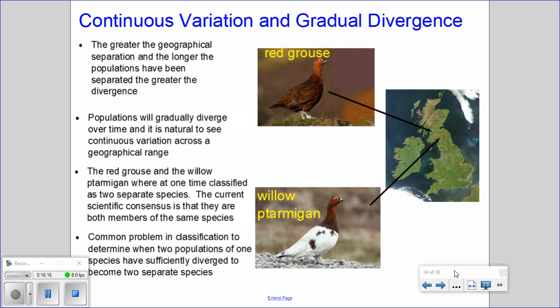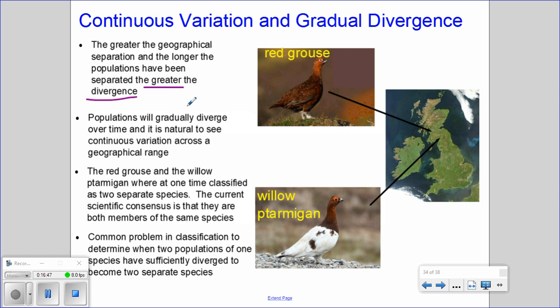Now, continuous variation can result in what is called gradual divergence. Basically, the greater the geographical separation and the longer the populations have been separated, the greater the divergence, or the greater the difference in characteristics that you can see. Populations will gradually diverge over time, and it is natural to see continuous variation across a geographical range.